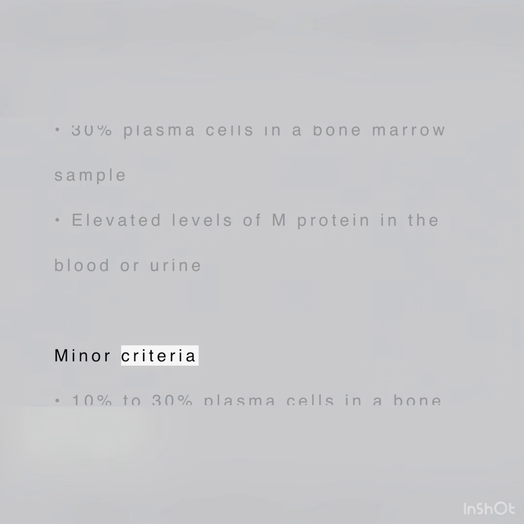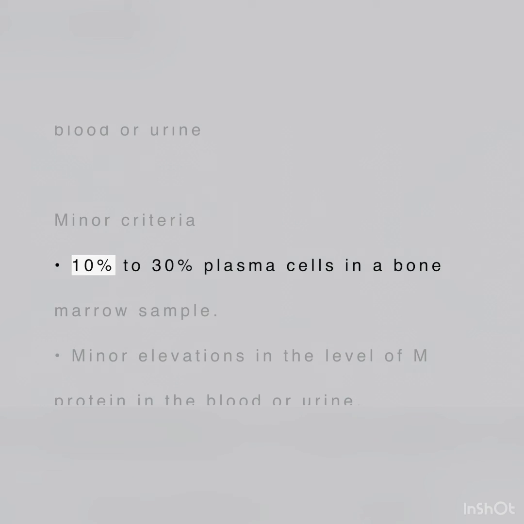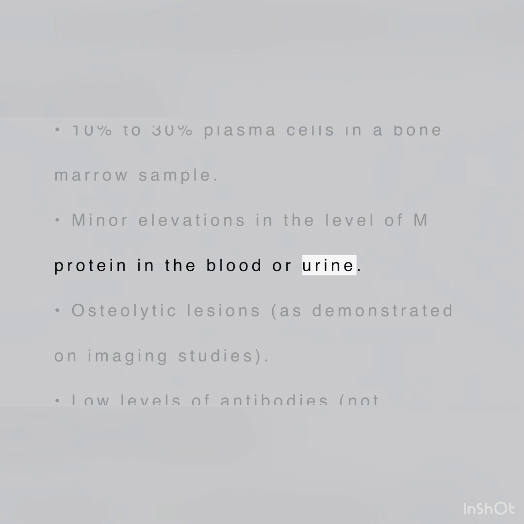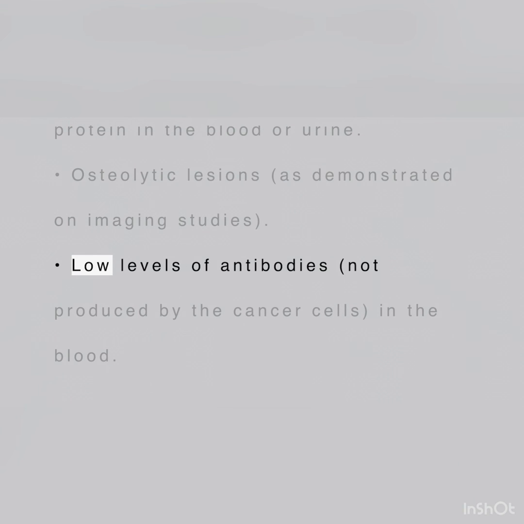Minor criteria: 10% to 30% plasma cells in a bone marrow sample; minor elevations in the level of M protein in the blood or urine; osteolytic lesions, as demonstrated on imaging studies; low levels of antibodies, not produced by the cancer cells, in the blood.